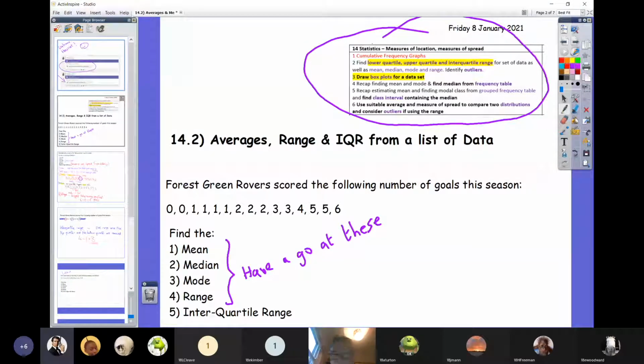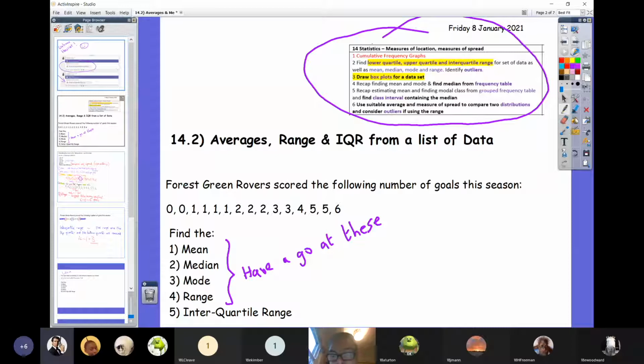What I want you to do, please, is copy out this information. You can do a football team of your choice. Forest Green Rovers scored the following number of goals this season, so copy out those numbers. Now, the first 4 of these we've done before: we've done mean, median, mode, and range.